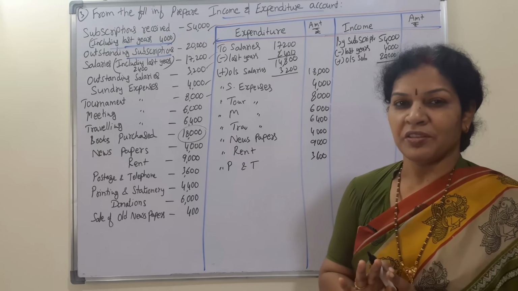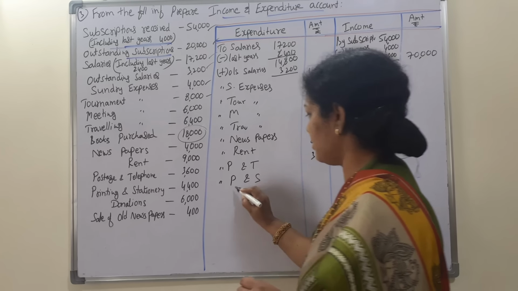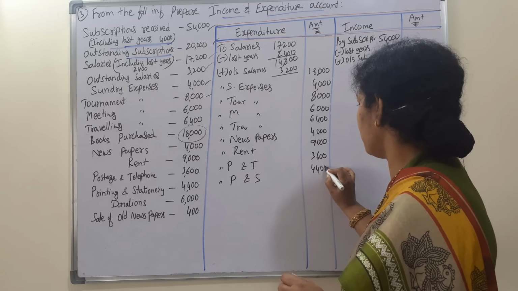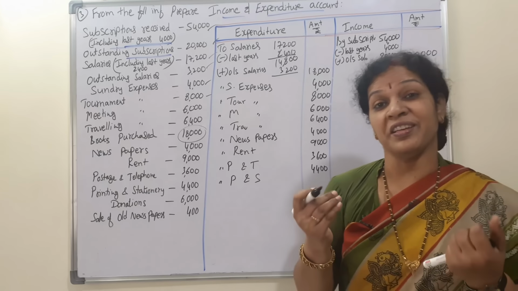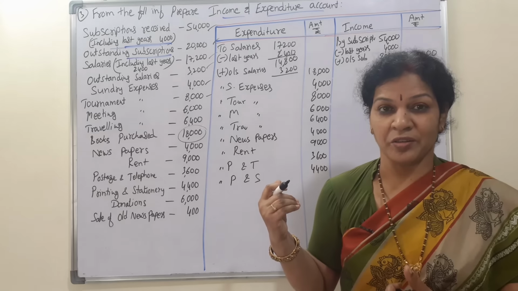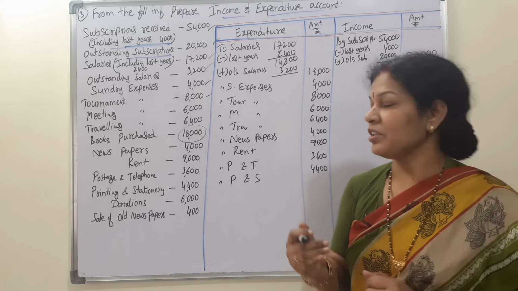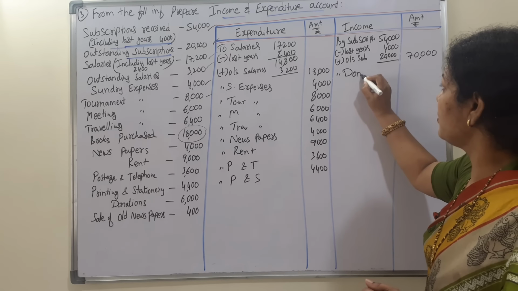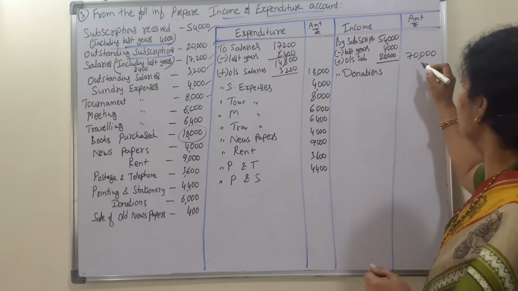Printing and stationery. This is also an expense. Printing and stationery, P and S. It is 4,400. Next, donations. Donations is not an expense. It's an income, because it is a non-trading organization, they get income from donations and grants, isn't it? So donations is income. We'll write it on the credit side by donations. How much is it? 6,000.